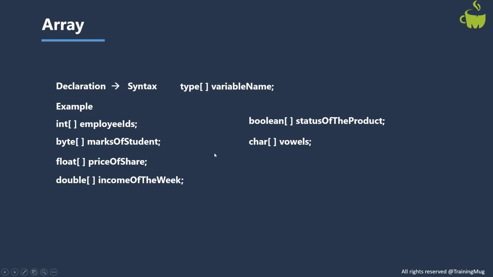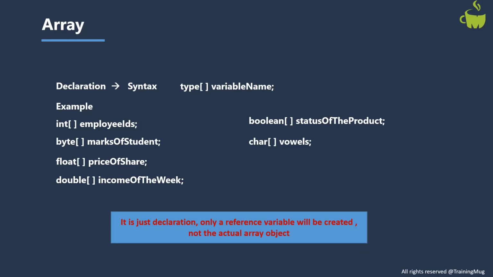Another very important point here is that when you write the above declaration, it's just the declaration of an array. The array is not yet created, right? Java differs from other programming languages in syntax. Here the array is just declared, not yet instantiated. A very important point: only a reference variable is created, not the actual array object.